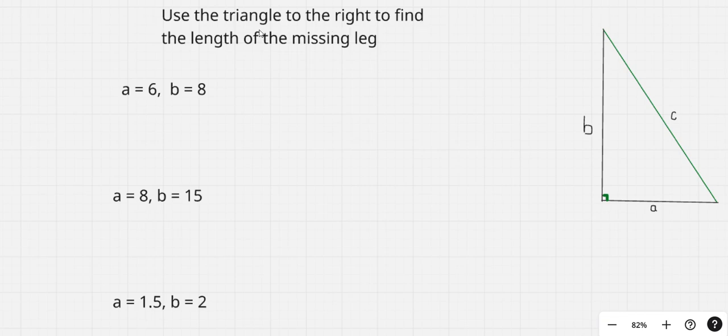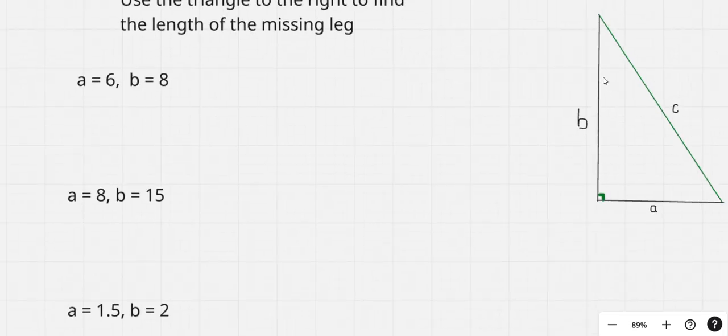Use the triangle to the right to find the length of the missing leg. So here we can see we have a right triangle, which is denoted here by this right angle symbol.